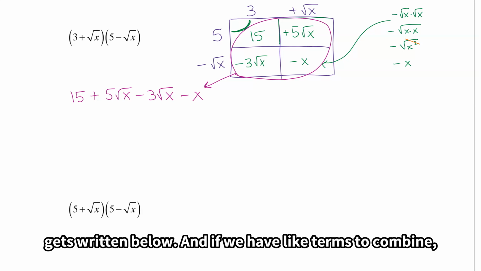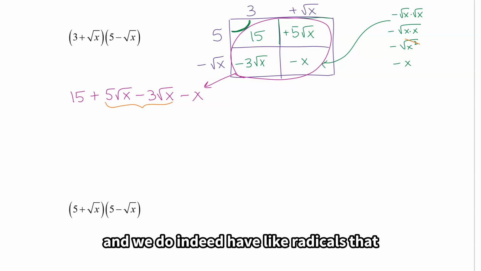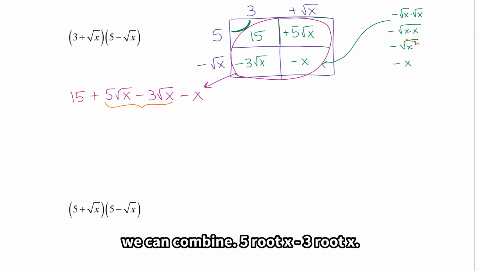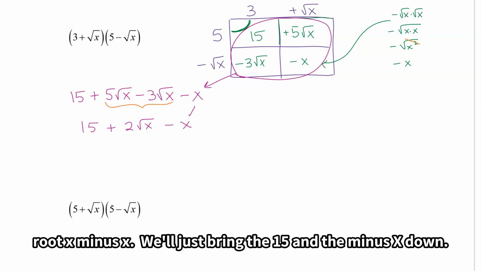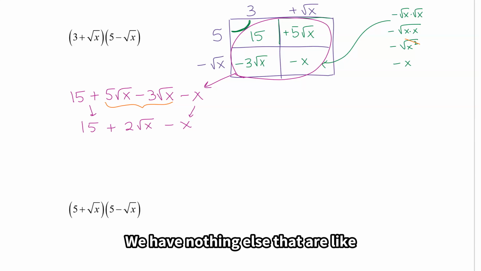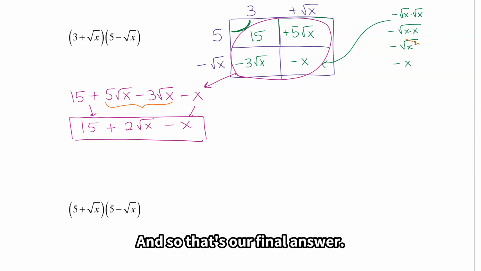And if we have like terms to combine, we will do that. And we do indeed have like radicals that we can combine. 5 root x minus 3 root x. We can say 5 apples minus 3 apples is 2 apples. 15 plus 2 root x minus x. We'll just bring the 15 and the minus x down. We have nothing else that are like in terms of terms or radicals or numbers. And so that's our final answer.